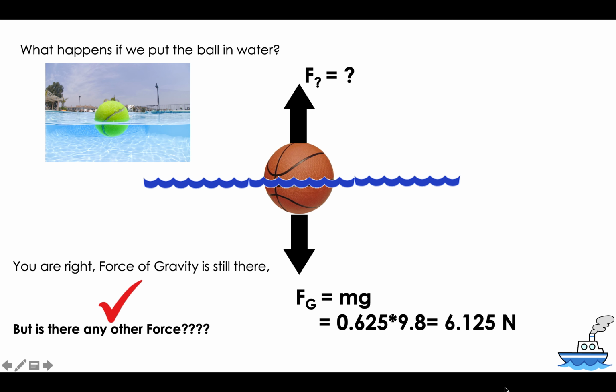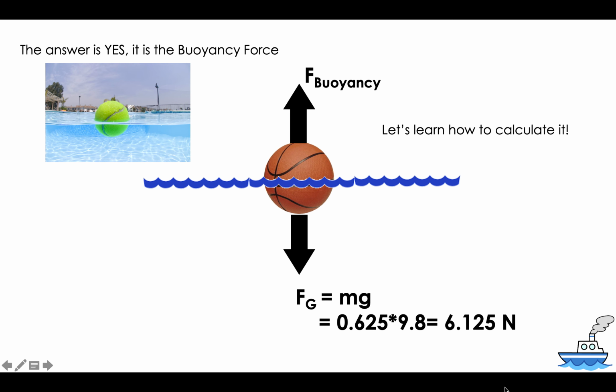But what happens if we put the ball in water? You're right, force of gravity is still there and it will be the same quantity because it's the same ball. That is 6.125 newtons going down. But is there any other force? And the answer is yes. It is the buoyancy force.